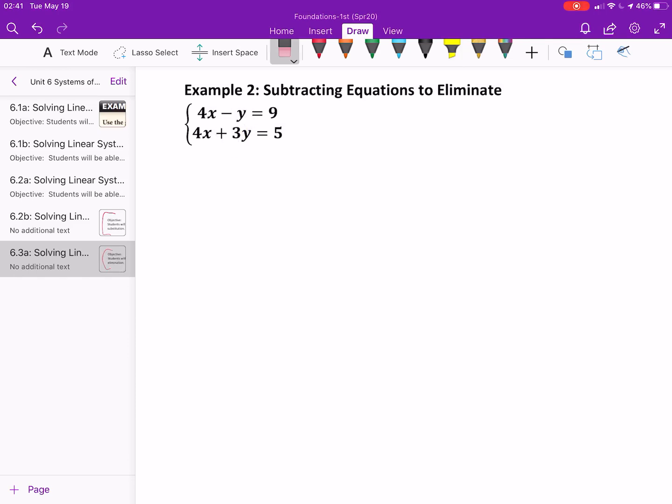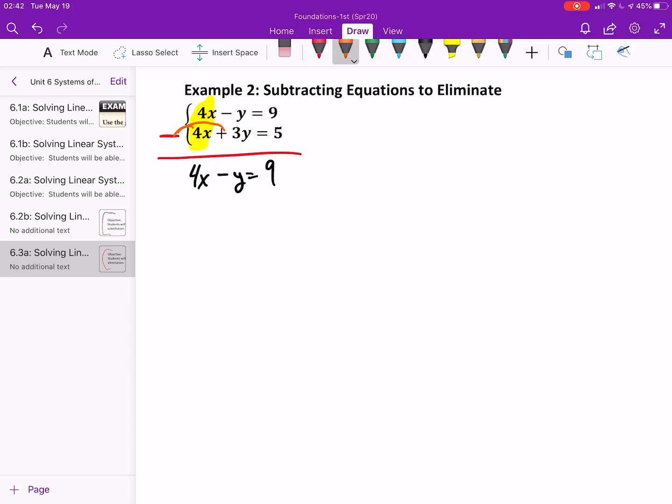But look at the x's here. I got 4x and 4x. If I were to subtract those two equations from each other, the x's would cancel. Now, you can do straight subtraction and get everything to cancel, but you got to pay attention to your signs. And so that is why typically when we do subtraction, we're going to rewrite this as an addition problem. And here's how we're going to write it as addition.